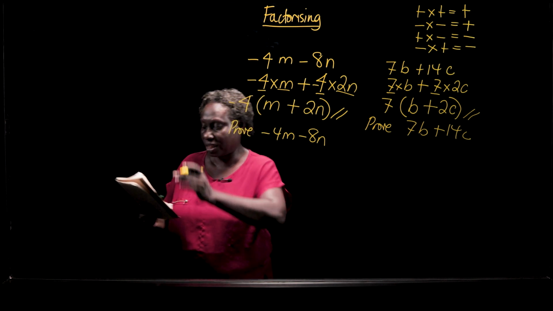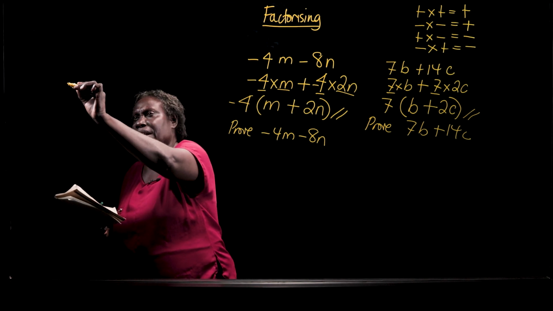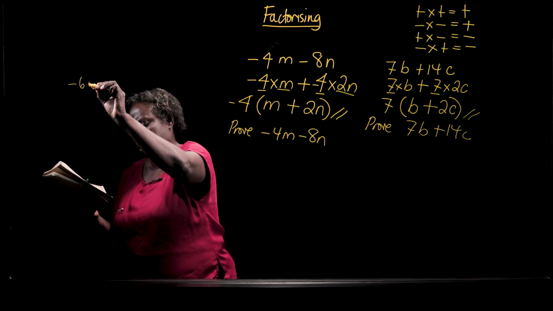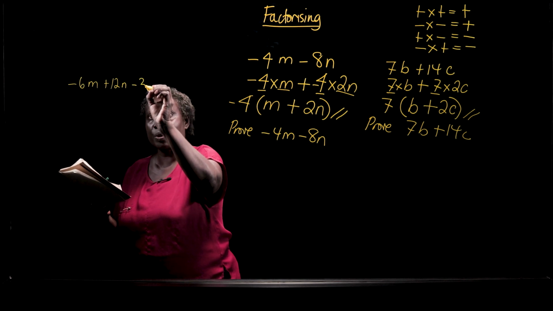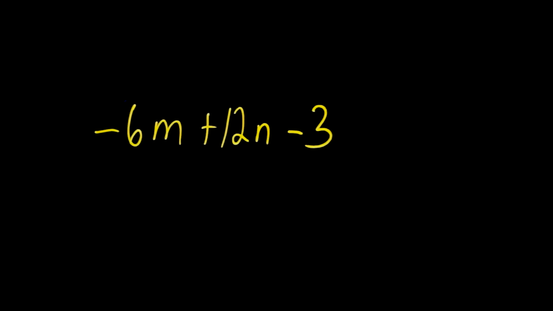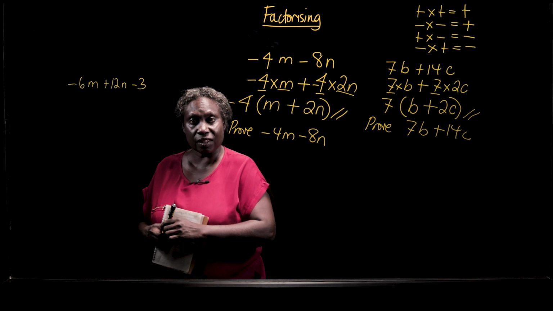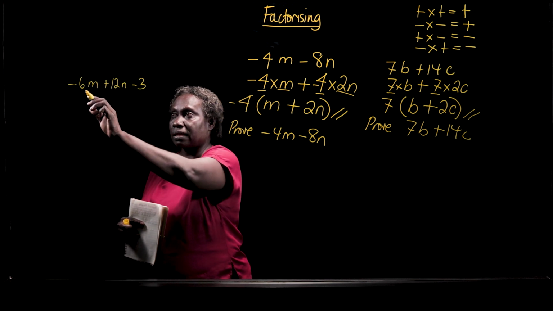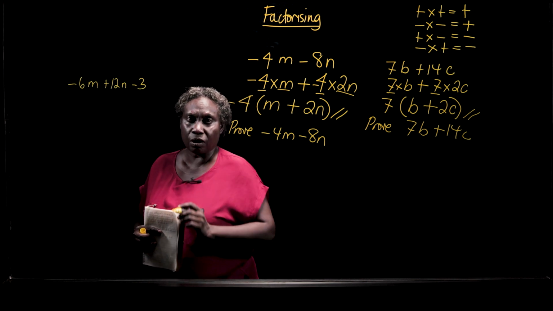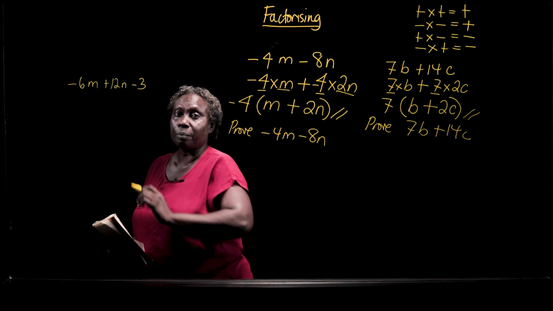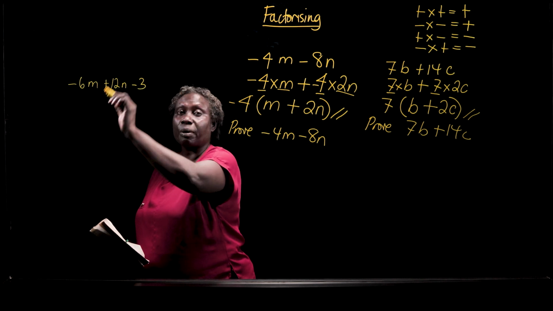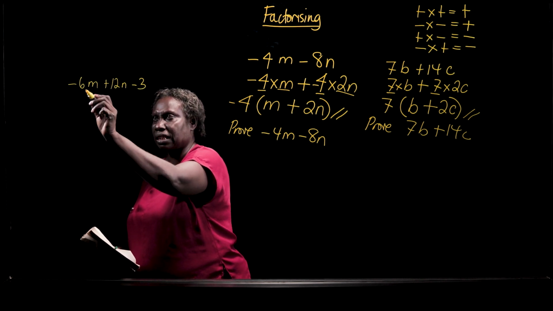Example 3, we have 3 terms, and that's negative 6m plus 12n minus 3. Again, we are going to look at its expression, and we find the factors of its expression. If we look at 6, 12, and 3, they are all multiples of 3. So we are going to simplify them by factoring out 3. So let's look at negative 6m.